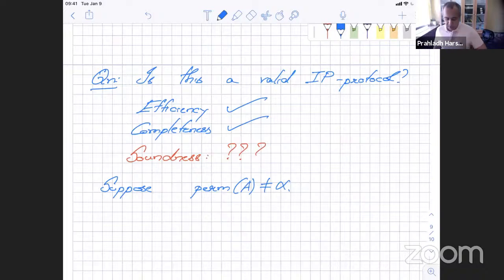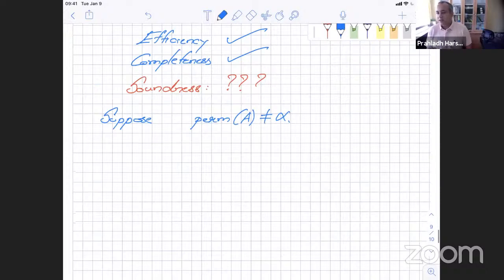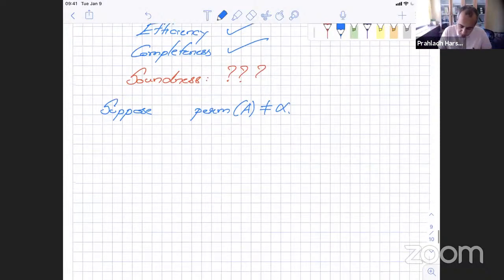So let us try to be the cheating prover, where perm A is not equal to alpha. What can I do to make the verifier believe that actually perm A is equal to alpha, so that I'm not caught in the process? Let's look at how the game evolves. There was the original matrix A, an n by n matrix. We split.